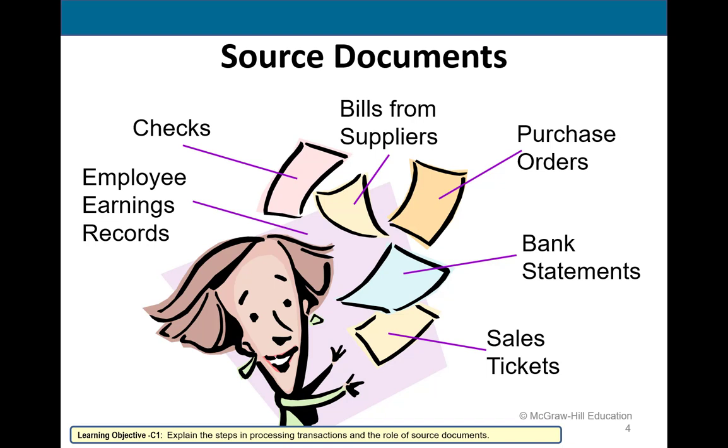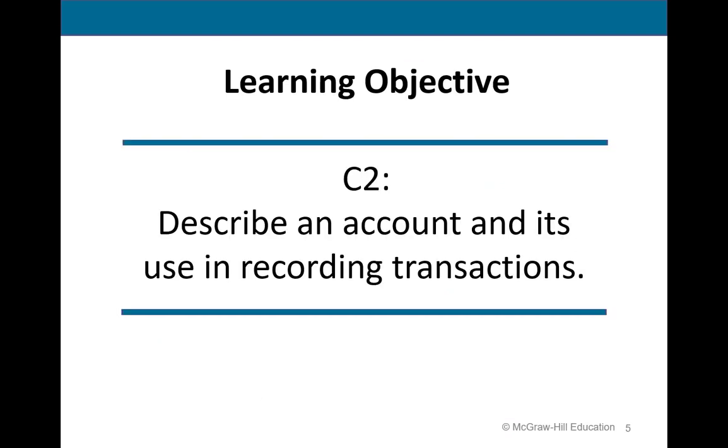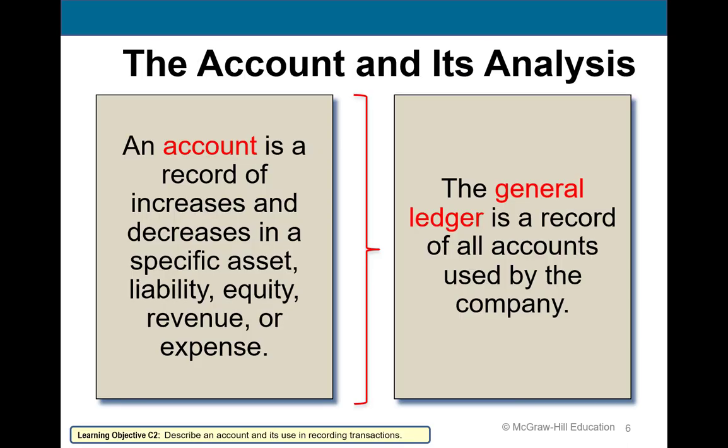Source documents, especially if they're obtained from an outside organization, provide objective and reliable evidence about transactions and events and their amounts. Describe an account and its use in recording transactions. An account is a record of increases and decreases in a specific asset, liability, equity, revenue, or expense. The general ledger is a record of all accounts used by the company.